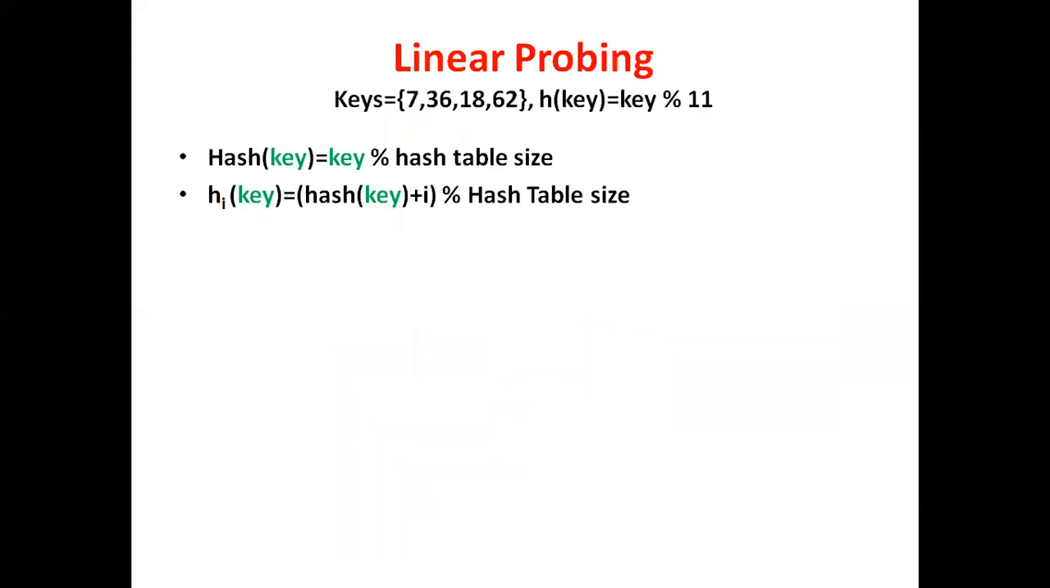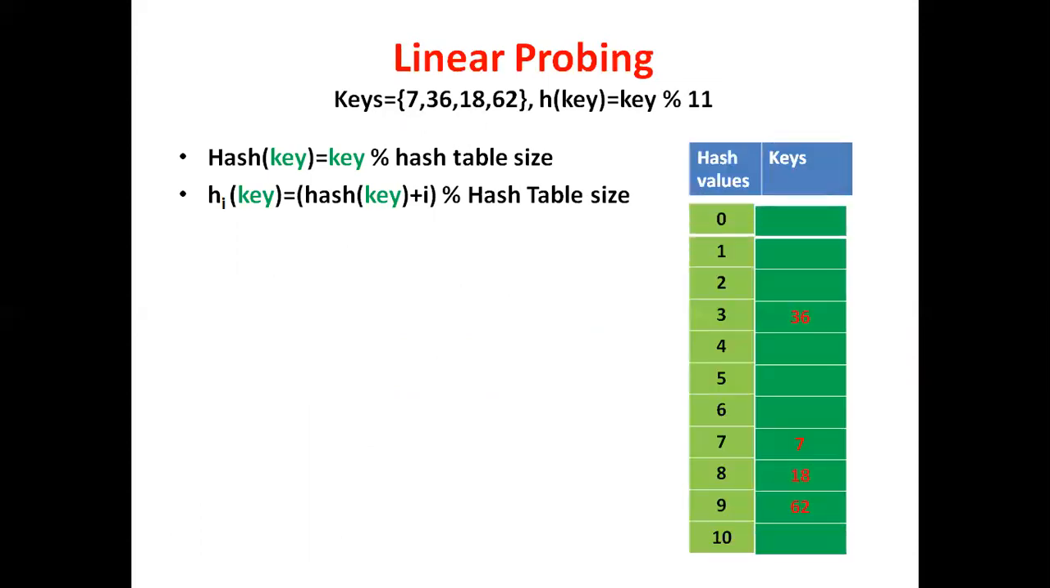Now, one more problem: the keys are 7, 36, 18, 62. The hash function is key modulus 11. So how to solve this problem by using a hash table? See here. Initially 7 is there. 7 modulus 11 means the 7th bucket. Okay, good. Again 36 I want to insert. 36 modulus 11 means 3 is the remainder. Okay, fine. Again 18. 18 modulus 11 means 7 is the remainder.